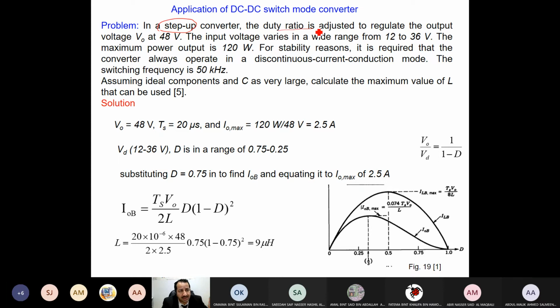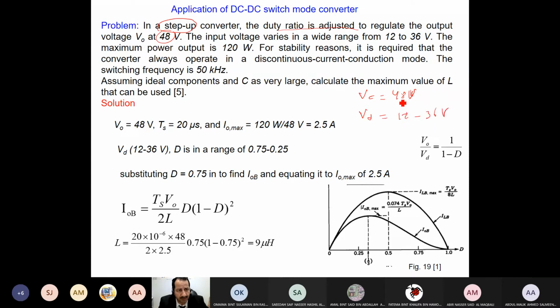The duty ratio is adjusted to regulate the output voltage 48. So he told me V out is 48 volt. The input voltage is varied in the range of 12 to 36. VD input voltage is 12 to 36 volt.